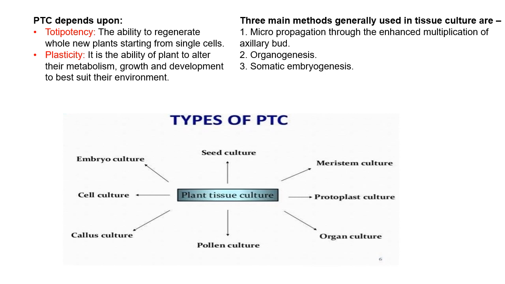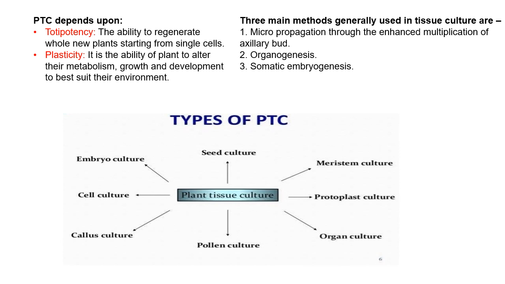We have now studied what totipotency is. It is the ability to regenerate a whole new plant starting from a single cell, and plasticity is the ability of a plant to alter its metabolism, growth, and development to best suit its environment, right? The environment outside the lab is different and inside the lab is different, right? So even plants have to adapt, they have to alter their metabolism, their growth, their development to suit their environment. That is also important because you are not growing plants in soil, you are growing them on synthetic nutrient medium under different environmental conditions. So totipotency and plasticity are very important, right?